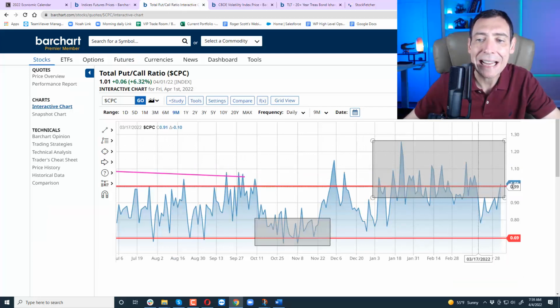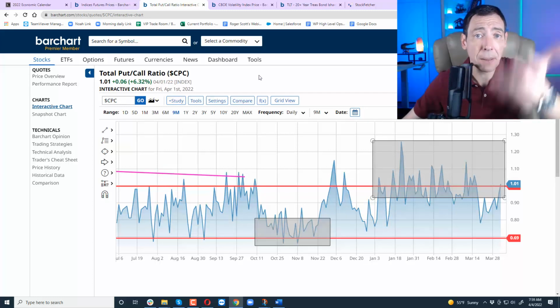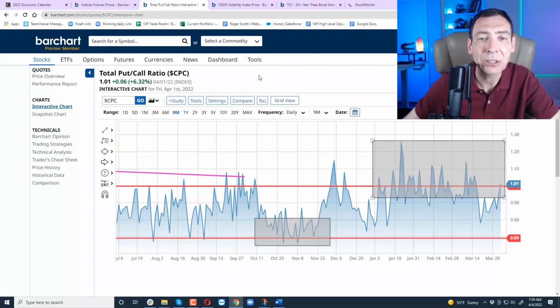Now, I'm actually liking this because anytime the put-to-call ratio is above one, it's telling us that the stock market has some bullish, meaningful upside momentum. Anything below one is neutral, and anything below 70 is bearish. But anything above one, and we're at 101 right now, is actually telling us that there's too many put buyers for the call buyers, and typically we see an inverse of that.